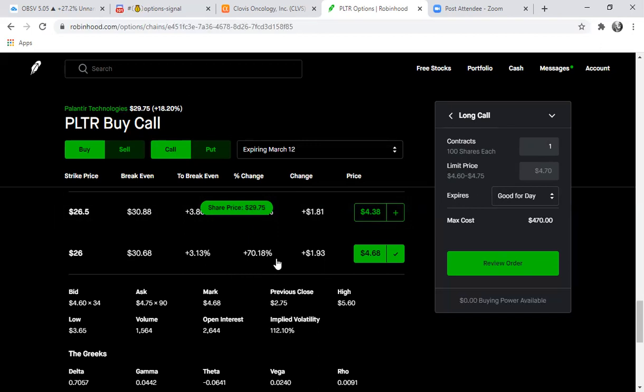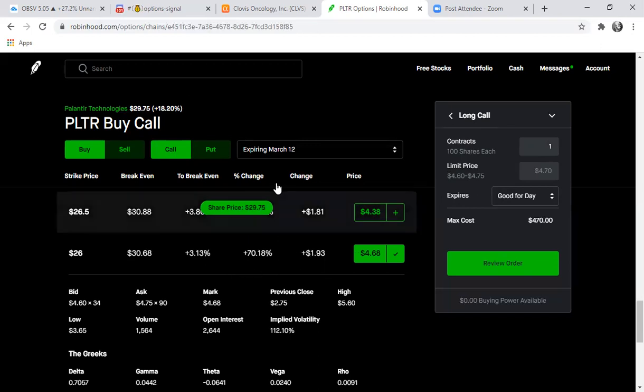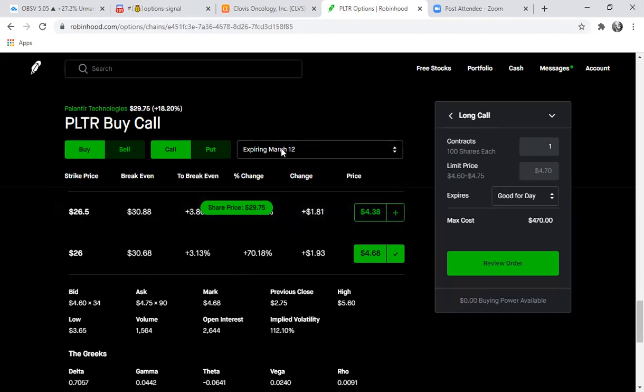But there is a thing called time decay. Basically, the closer you get to the expiration date, the slightly more money you lose, but you'll still be in profit. And it's that simple. All you do is click review, and then it asks you to confirm, and that's it. So hopefully you guys understand that.